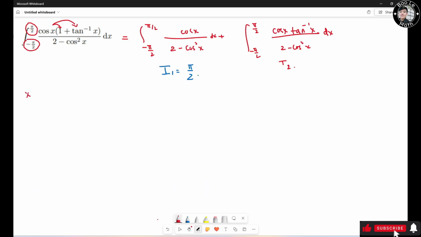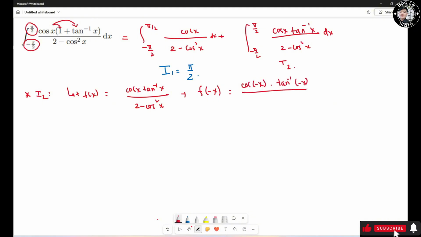Now for I2, I'm going to let f of s be cosine s times inverse tangent of s over (2 minus cosine square of s). Then I need to calculate f of negative s. It turns out to be cosine of negative s times inverse tangent of negative s, over (2 minus cosine square of negative s).